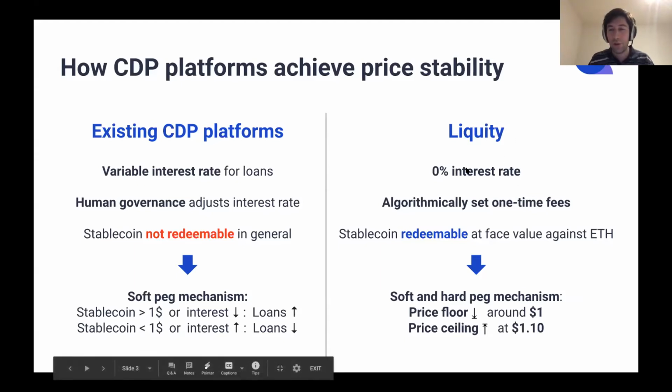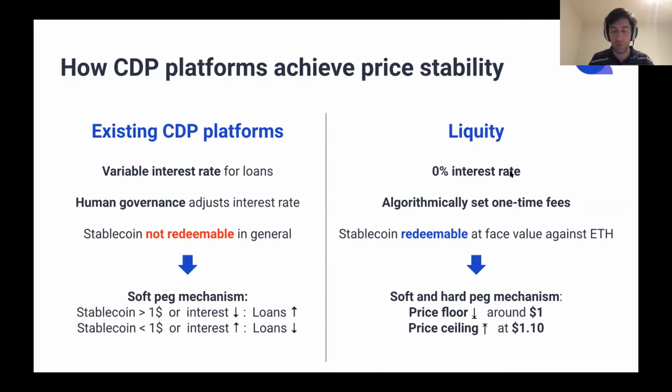Liquity, on the other hand, is a bit different. We are not relying on interest rates at all. There is 0% interest charged, but we do have one-time fees. I will cover them a bit later, but they are algorithmically set, so there's no governance that would control them. In addition, our stablecoin is redeemable at face value against Ether. Ether is currently, or will be, our only collateral.